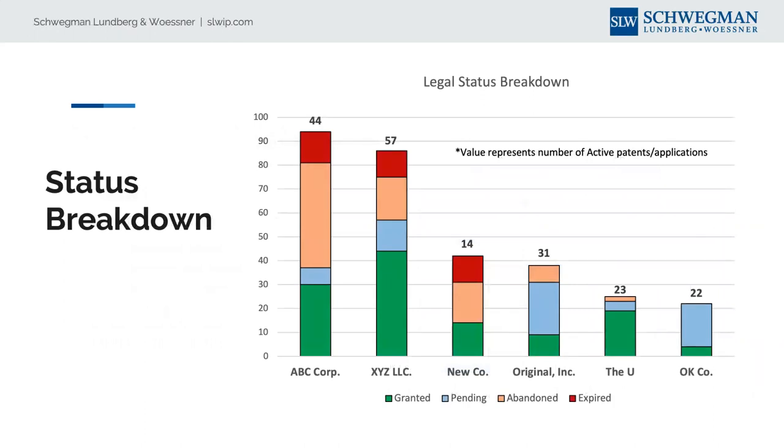So here is the same kind of information broken down by each company's portfolio according to their status, expired and granted patents, as well as pending and abandoned applications. By breaking the information down at this level, you can really make some useful observations. For example, here, you can see that ABC Corp has a high rate of abandonment. That's the pink or beige color in the middle. It also has a lot of expired patents when you compare it to its number of pending applications here. In contrast, if you look at the last company, the OK company, you see that it has no expired patents, a few granted patents, but most of its portfolio consists of pending applications. So this may indicate that OK company may be a new emerging player in this field. Next slide, please.